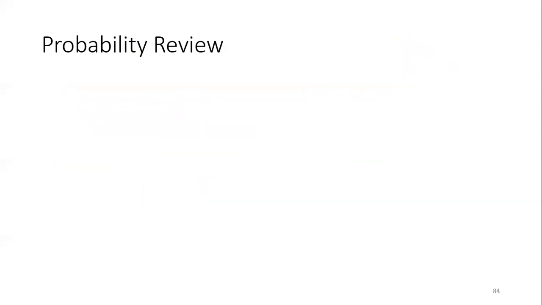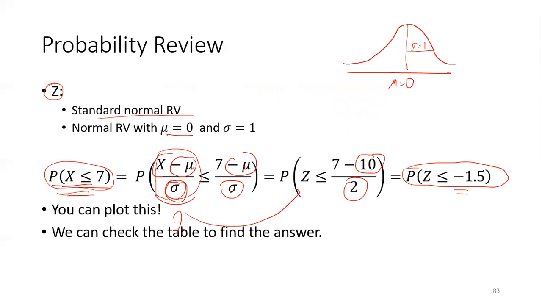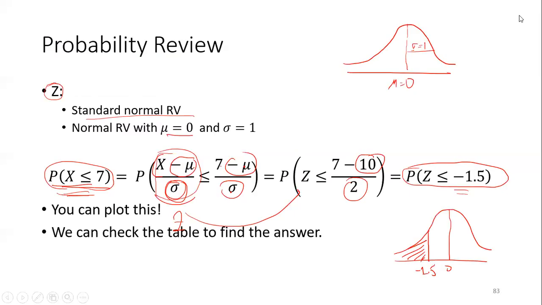Okay. So what you can do is you can just plot this, right? So for example, this is Z. It's better plotting. I'm just plotting it whenever I'm available. Minus 1.5. I will try to find this probability here. And in order to find the answer, we just go to the book, or we just look at the tables at the end of the book.